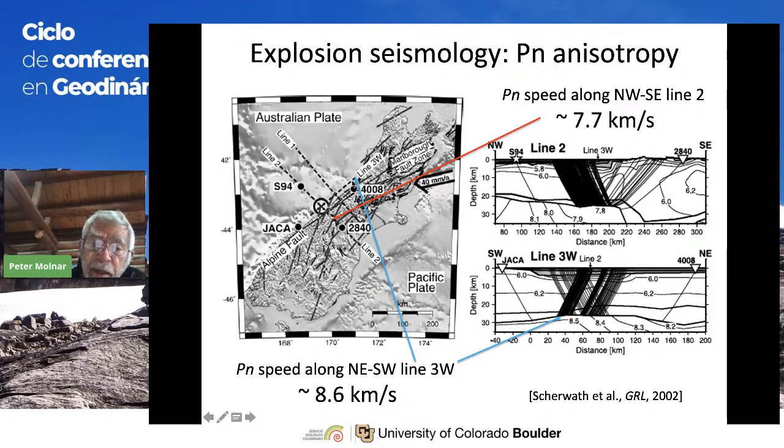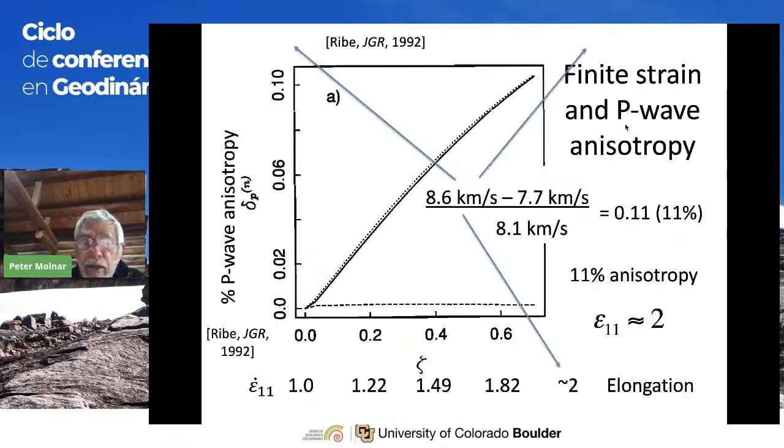Measured the PN speed along line 3W, almost parallel to plate motion, the speed was very high, 8.6 kilometers per second. This is extremely high. You cannot get this in olivine without anisotropy. When they looked perpendicular, they got a very low speed, 7.7 kilometers per second. So this screams anisotropy. This requires anisotropy.